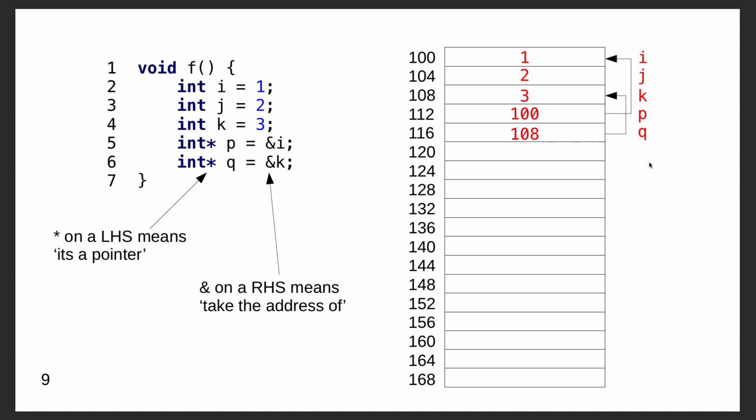And to make it easier for us to remember what this means, I've drawn some little hooked arrows around to show where they point. So P, which is the address 100, points to I, which is therefore a little arrow that goes up to the top, and Q points to K, which is the arrow that goes around there.